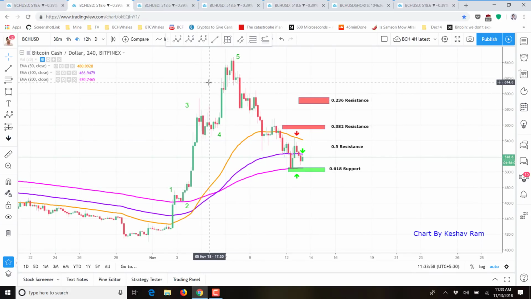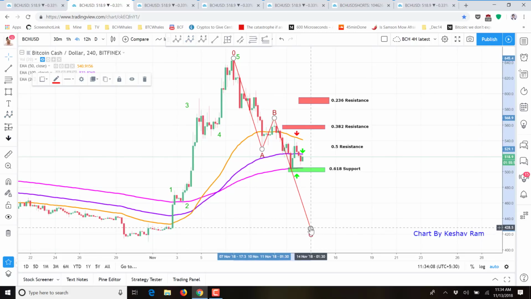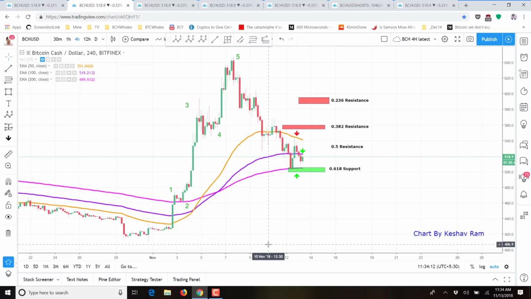There's a chance that I may be wrong as well, so we need to plan for that. There may be a chance that this will be A, B, and C. C can go all the way here and still be valid. But I think the chances for that are probably less right now. And even then, we can have a stop loss here at 500, saying that if it goes below this, then this theory is invalid.